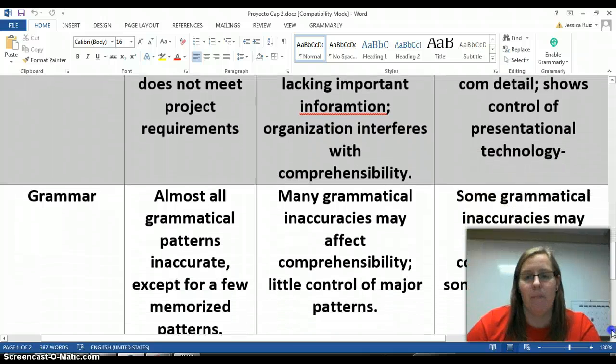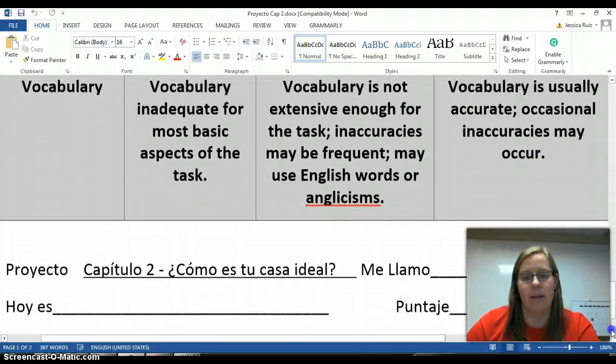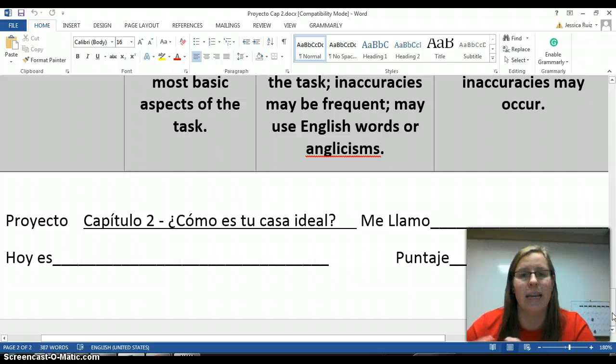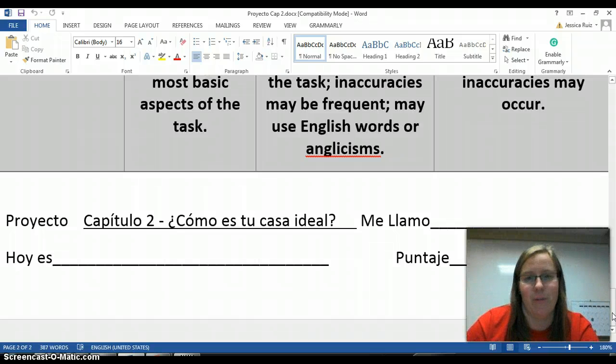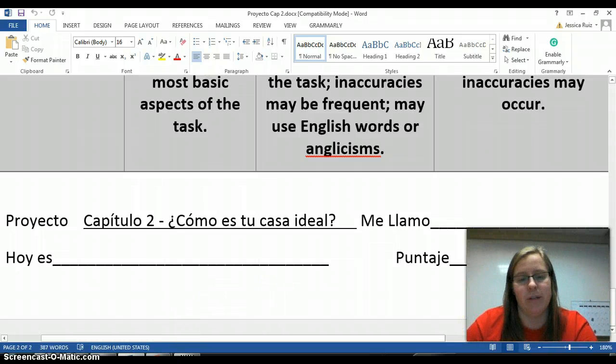The rubric will be on the back, as always, and then I would like you to turn in your project description with your project so that I'm not wasting paper printing double project descriptions for everyone, okay? I would really appreciate that.